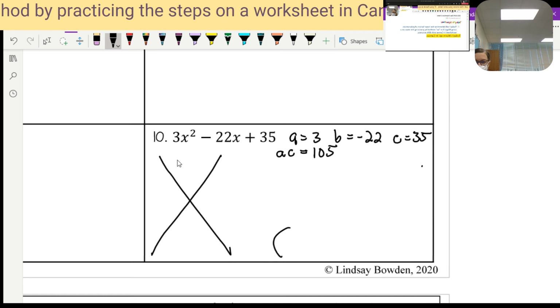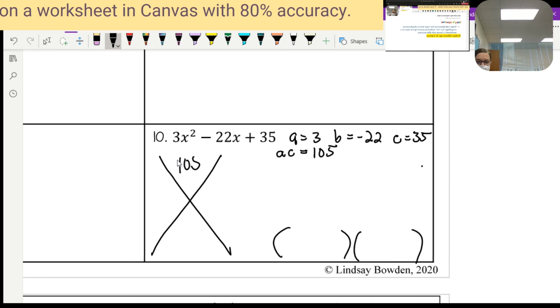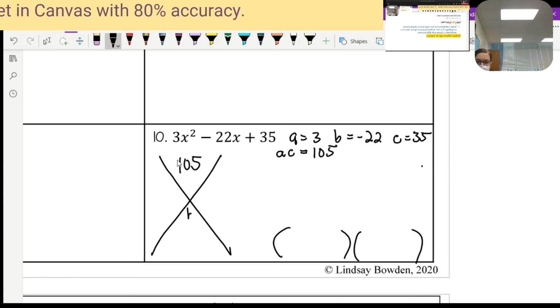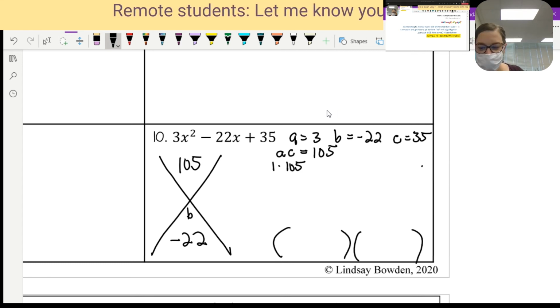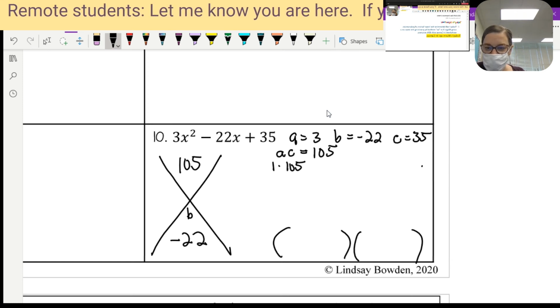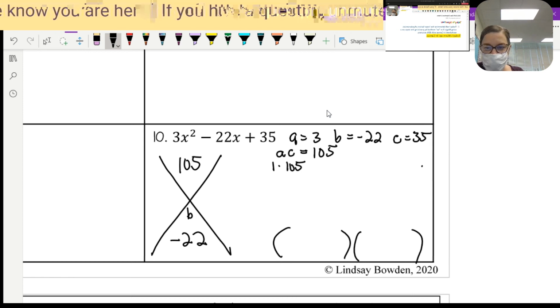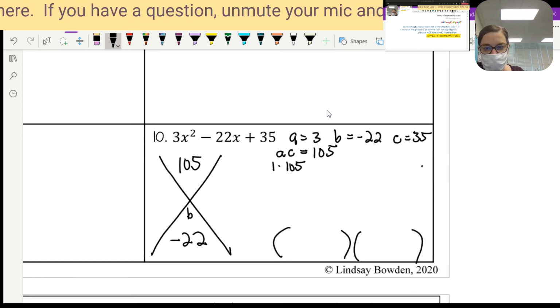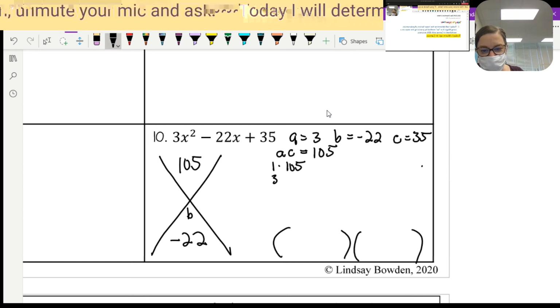Let's see, we have parentheses ready. We have AC in the top, 105. We have B down here, that is -22. So let's look at some factors of 105. We have 1 and 105. We have, let's see if I can divide by 3. 105 divided by 3. Yeah, I should have known that. So there's 3 and 35.